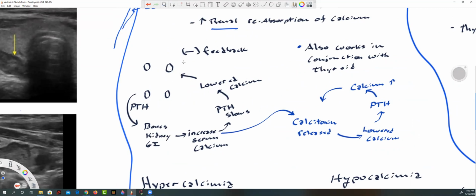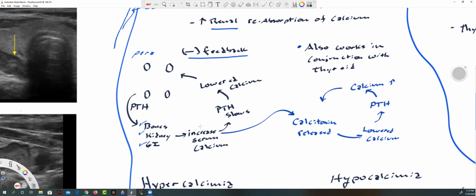Just like everything else, and I've drawn my 4 little parathyroids here, there's a negative feedback mechanism. It works 24 hours a day, 7 days a week throughout your entire life. These 4 or 5, but 4 guys, put out parathyroid hormone into the blood. It stimulates the bones, the kidney, and the GI tract, all to increase the serum calcium. Serum meaning blood. So it's increasing the amount of calcium you have in your blood.